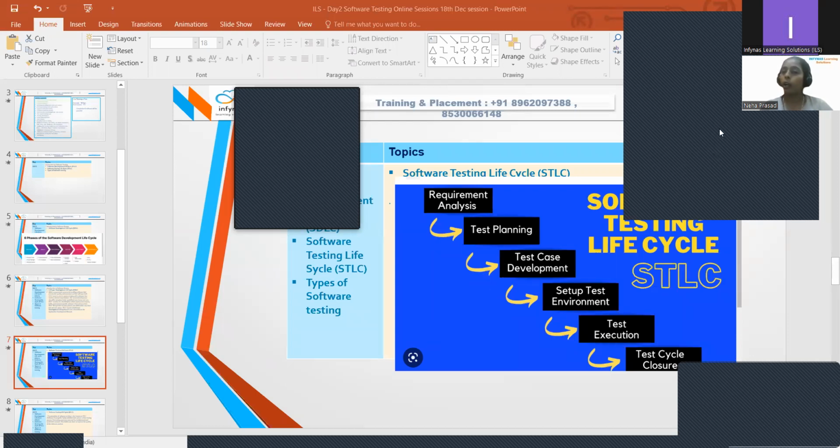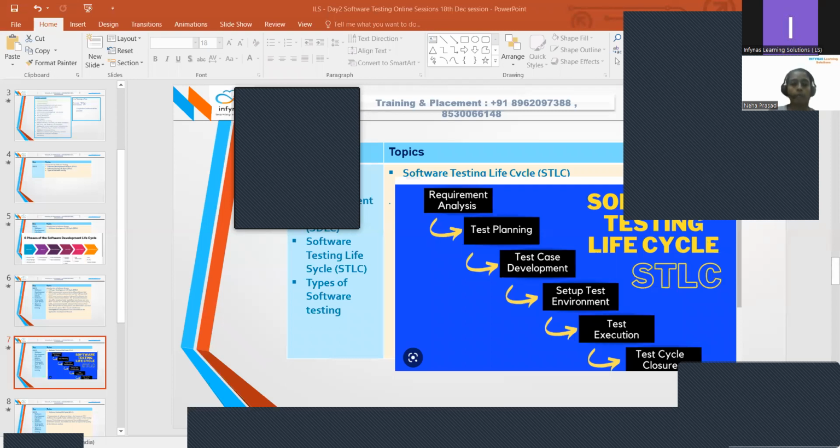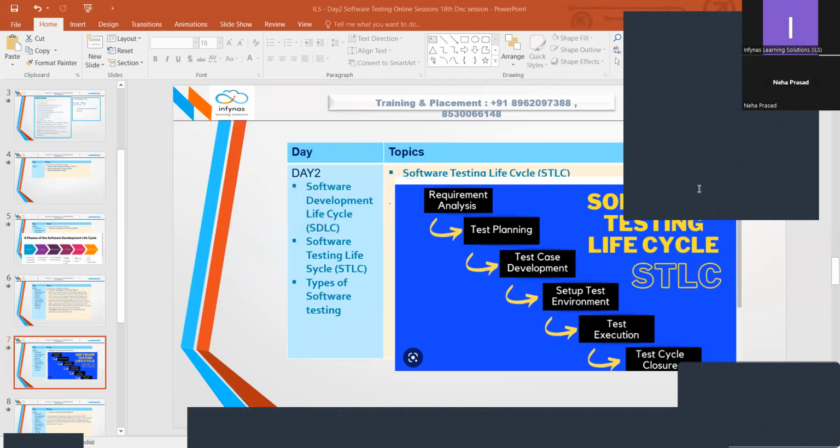Any more questions, guys, related to STLC and related to SDLC? Hope the person who asked the difference between SDLC and STLC is now clear. Clear, okay? Very good. So this is what we did for STLC and SDLC.